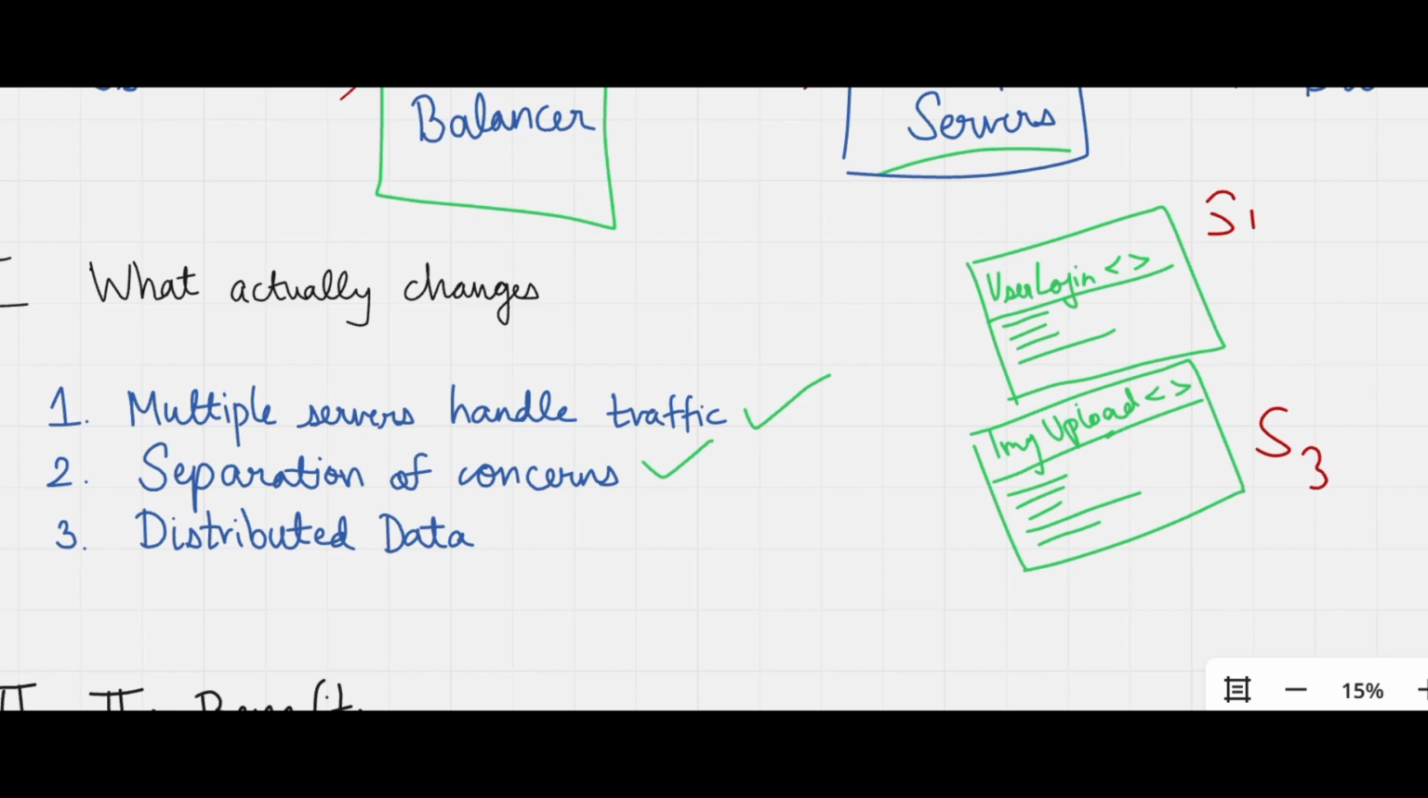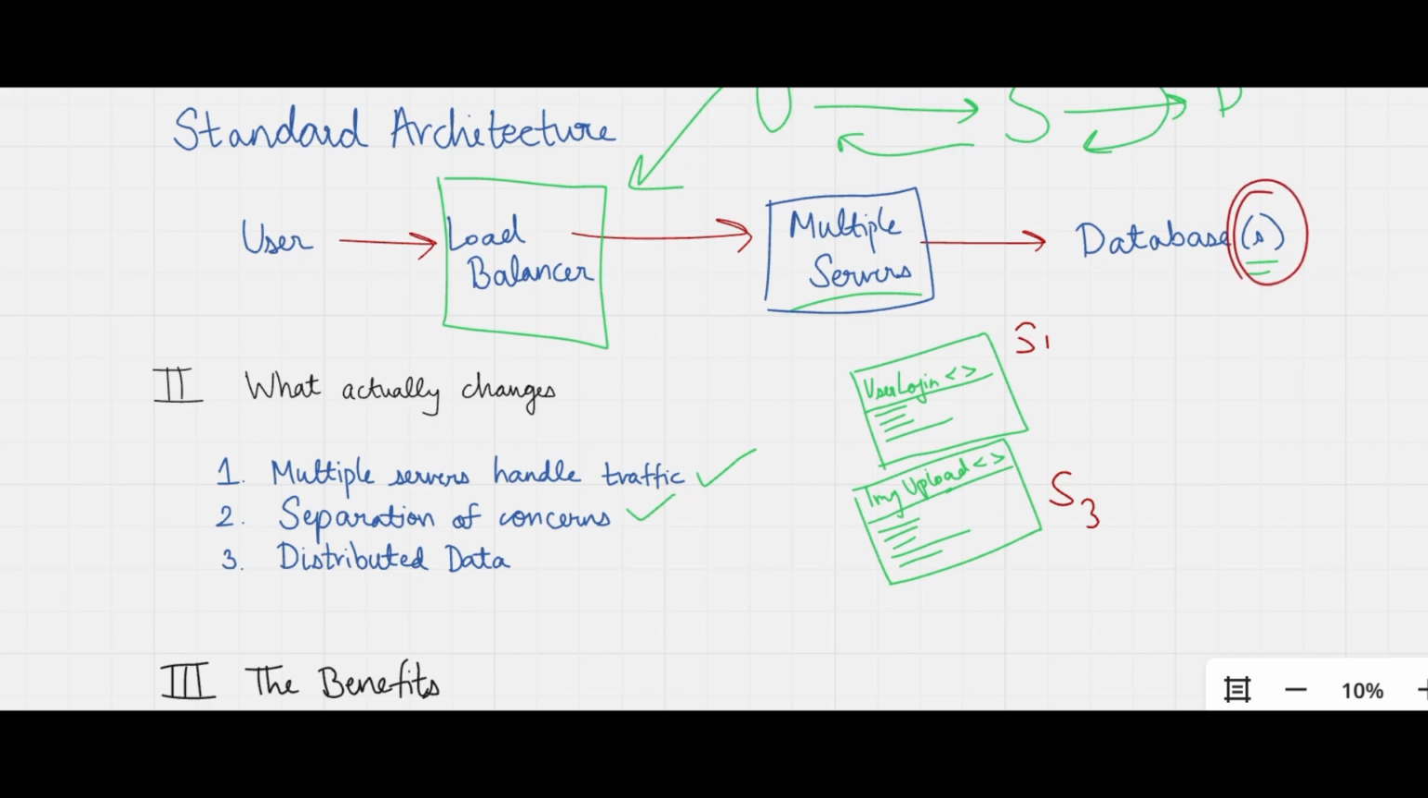Now, the third change is distributed data. Your data is now replicated and partitioned across multiple machines. When we study databases, we will also study data replication and sharding, because you have multiple servers. You can connect all the servers back to one single database, or you can have multiple databases as well. We'll go into much more detail later, but this is also one very massive change that happens when you move to a distributed system.